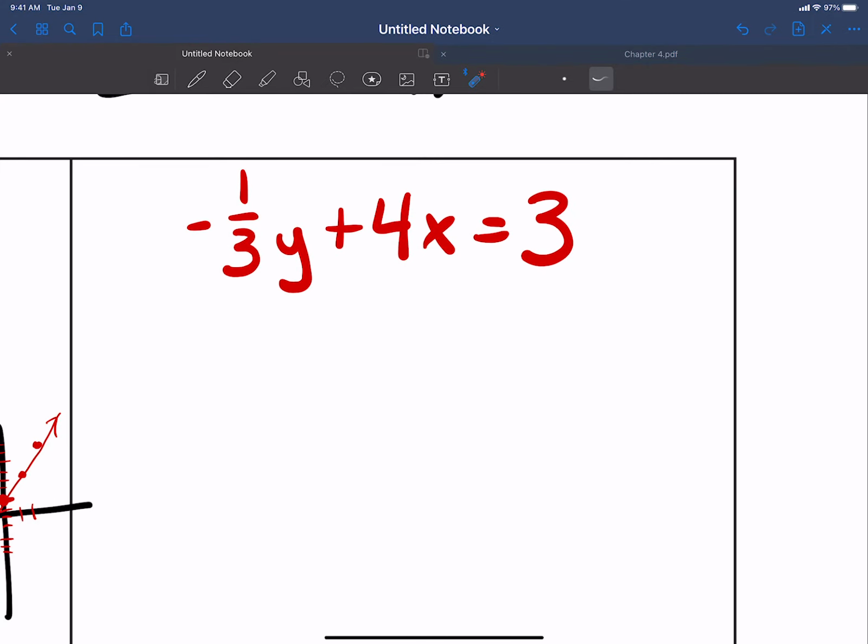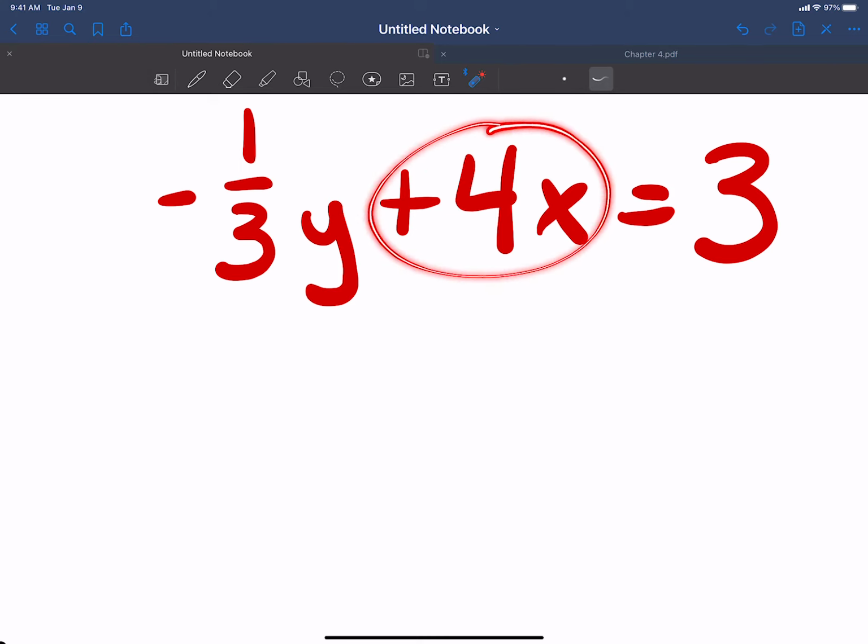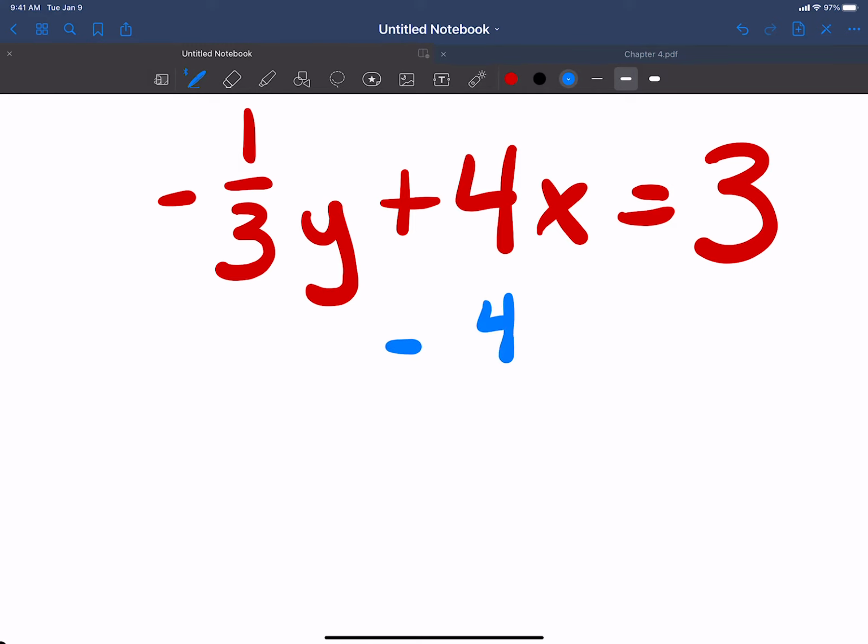Order of operations says multiplication, division, you do first. Then you would deal with your addition, subtraction. But if I'm saying do the reverse order of operations, that means we're going to do the addition and subtraction first, then we'll do our multiplication and division. This is the addition. This is the multiplication. Get rid of 4x first, then get rid of the 1/3, okay? 4x is being added, so the opposite would be to subtract 4x.